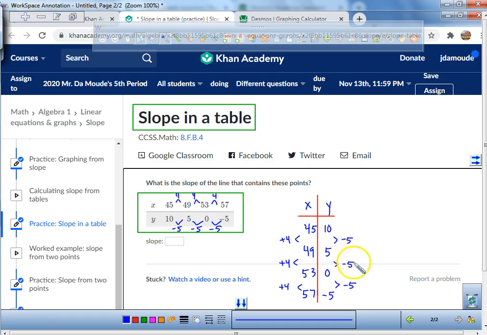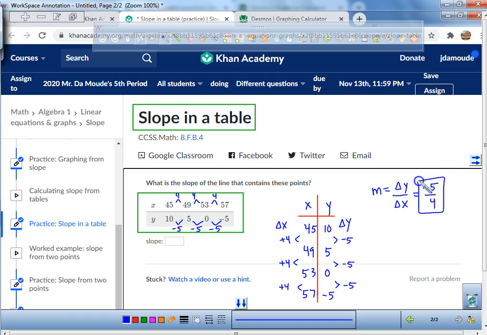But what do we call this down by 5? We call that the change in the y values. What do we call this? The change in the x values. What is our slope? That's right. The change in the y over the change in the x. All right. And the student said negative 5 over 4.